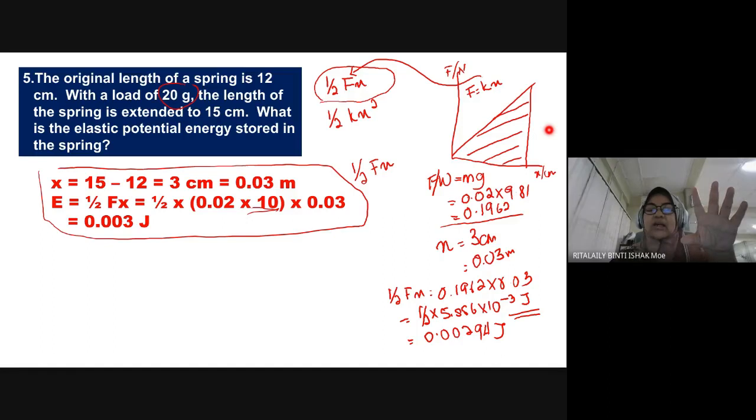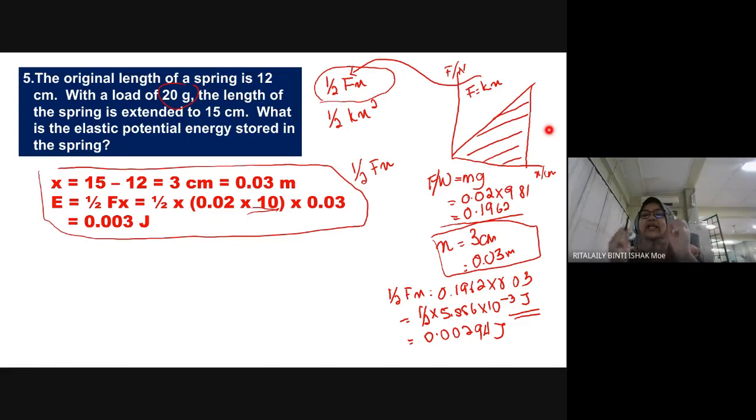Kalau awak tak tukar kepada SI unit, nanti unit awak akan jadi gram, cm, s negative 2. So, cm s negative 2 nanti dia complicated. Okay, so for force, memang kita tukar kepada Newton. And then for x, you can use either meter or cm. But if you choose to use cm, your answer should be in Newton cm. Okay?